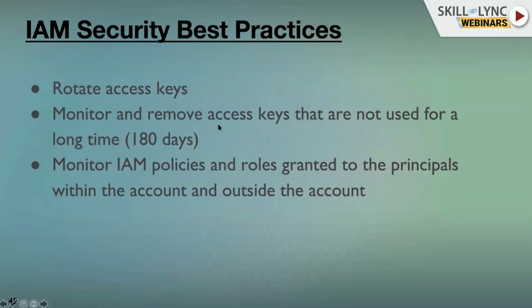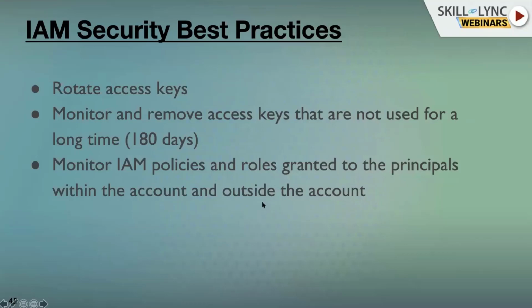This is one of the key points: rotation of access keys, right? From a programmatic perspective, when you consume access keys, make sure you rotate them. If I'm consuming long permanent keys, make sure you rotate them every 180 days, ideally. And also monitor the policies, right? The last point, monitor whatever roles and policies you have granted, and to which principal. I don't want to grant policies or roles to someone who's outside, right?